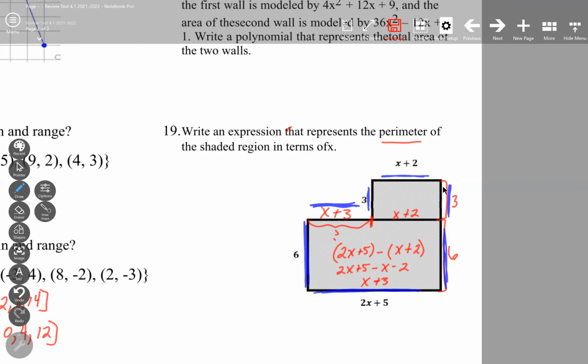So just remember, perimeter means to add up all of the edges. The only tricky thing in this one here was the fact that we had to find this extra little bit, but we knew the whole length of the big rectangle and we knew the length of the small rectangle. So we just found their difference to find what this extra bit was. So adding and subtracting polynomials there.